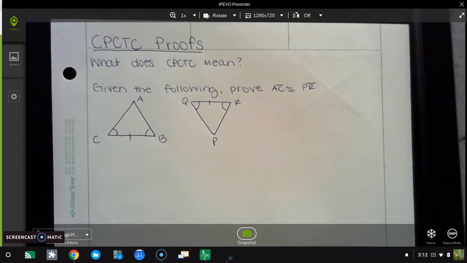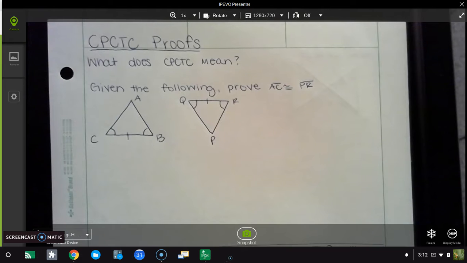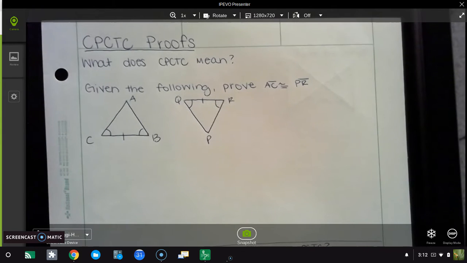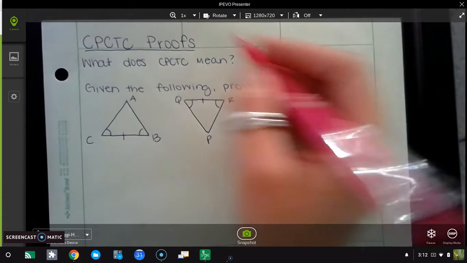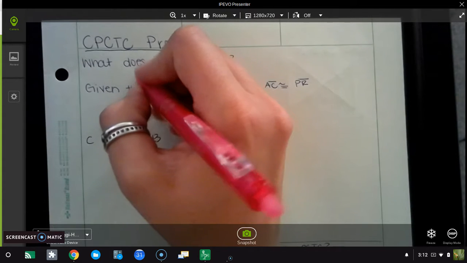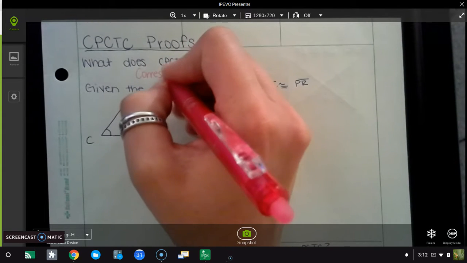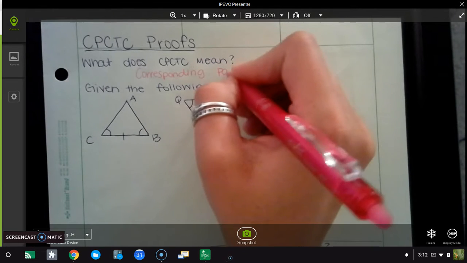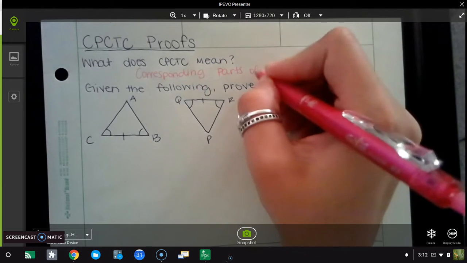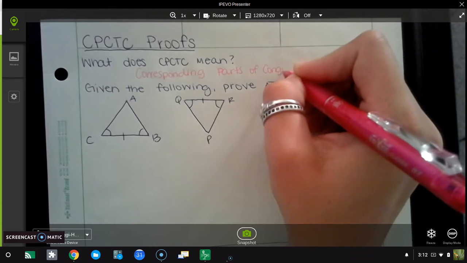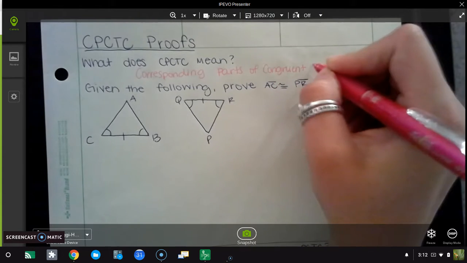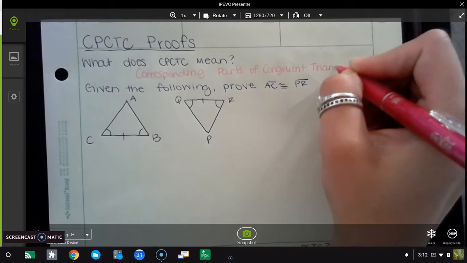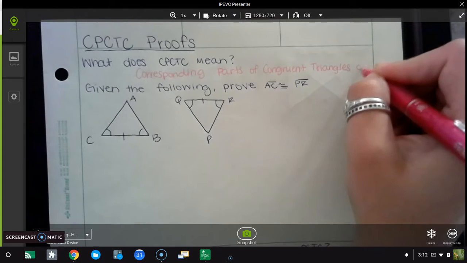All right, ladies and gentlemen, let's talk about CPCTC proofs. Throwback to CPCTC. What does CPCTC mean? CPCTC means corresponding parts of congruent triangles are congruent.